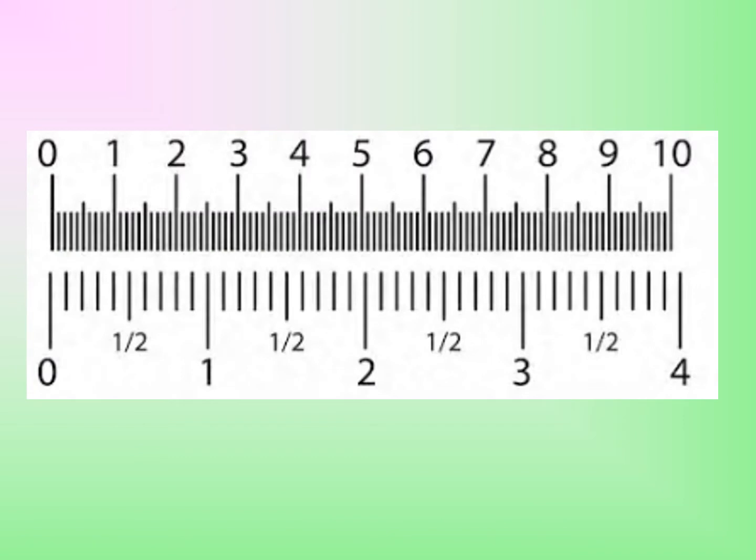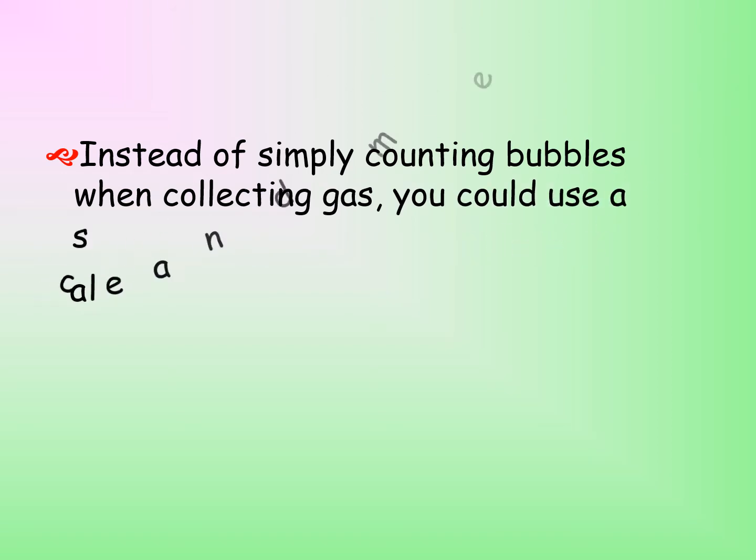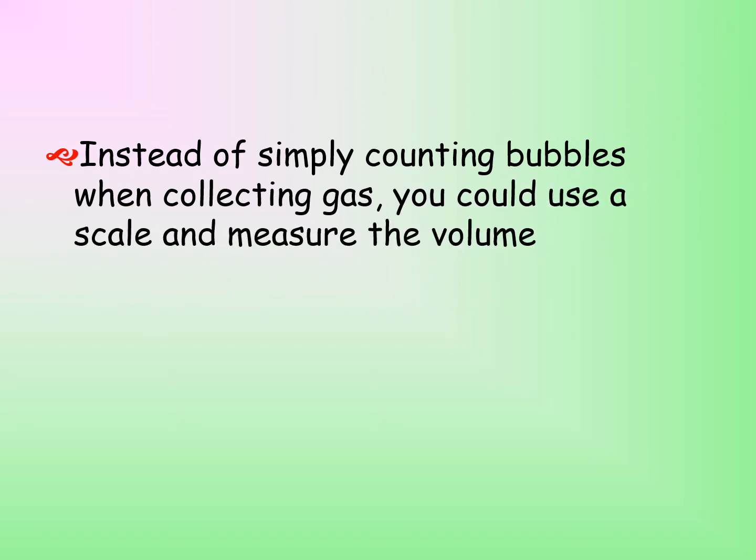So, in terms of accuracy, which scale, the scale at the top or the scale at the bottom, would give a more accurate measurement of volume? Which has a smaller scale? The top one. So, instead of simply counting the bubbles when collecting gas, what we could do to improve the investigation is use a scale and measure the volume of oxygen collected over time.